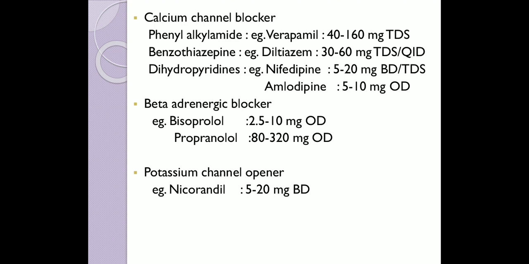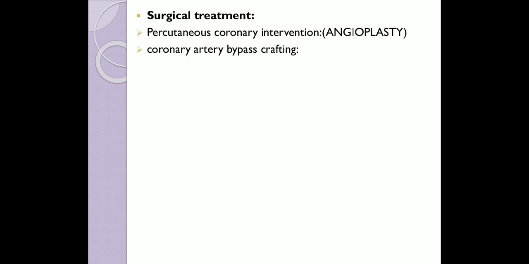Then beta adrenergic blockers. Beta blockers, this drug reduces myocardial oxygen demand by reducing the heart rate, blood pressure and myocardial contractility. The examples are bisoprolol and propranolol. These are given in the following doses. Then potassium channel openers. Example is nicorandil 5 to 20 mg BD.